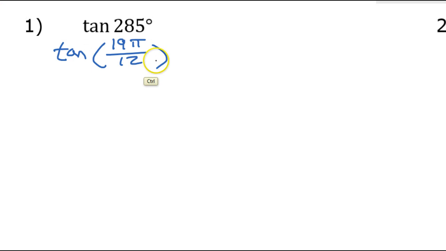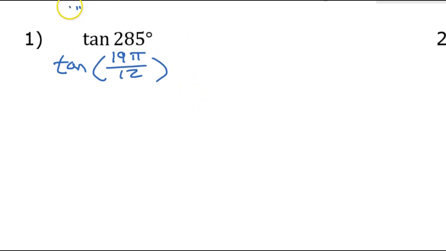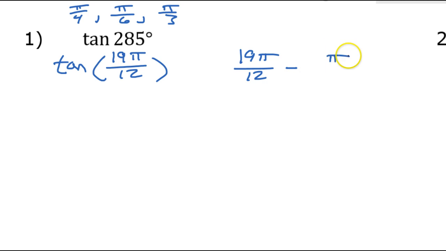This is not one of the special angles that I have memorized, so I have a strategy for converting this into the sum or difference of the special angles, which, the reference angles, are pi over 4, pi over 6, or pi over 3. So if I start with 19 pi over 12 and I subtract pi over 4, this will probably give me a special angle. In order to have like denominators, I'm going to have to multiply by 3. So this is going to give me 16 pi over 12.